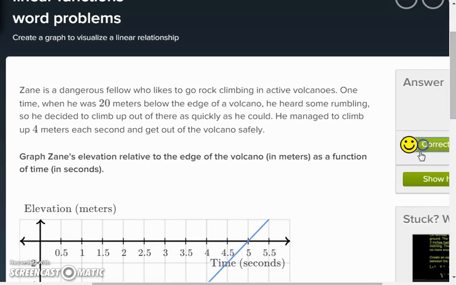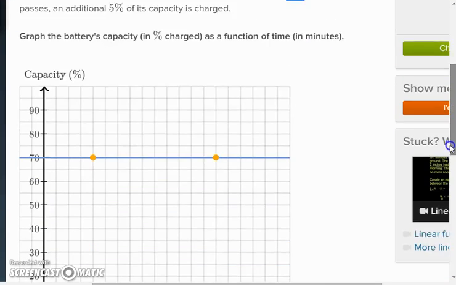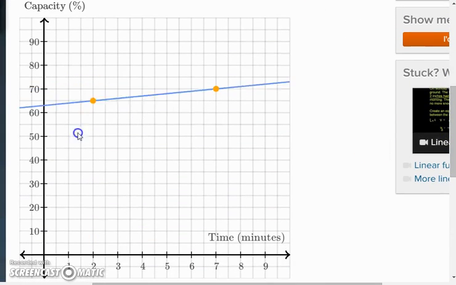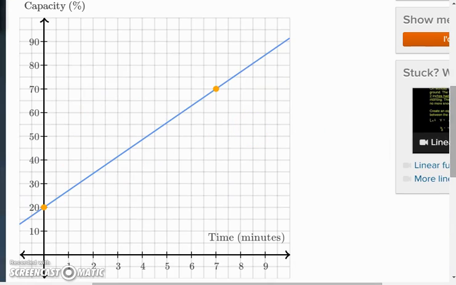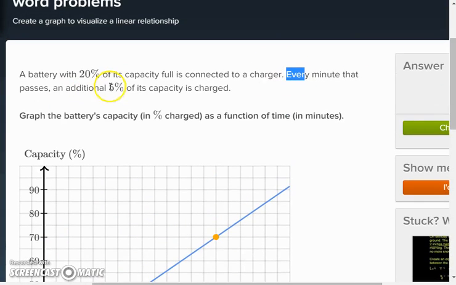And just like always, I'm going to go a little bit faster on this one. A battery with 20% of its capacity is connected to a charger. Every minute that passes, an additional 5% is charged. So this is where it starts, and then every minute, that's the slope. Okay, so I'm going to start with 20% full, and then every minute it goes up 5%.